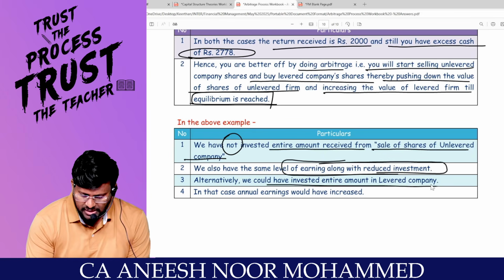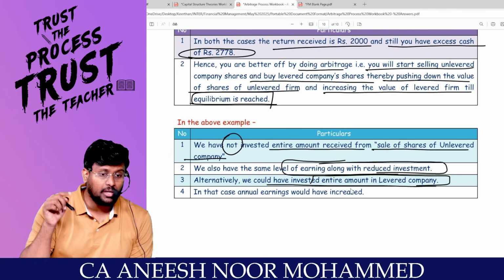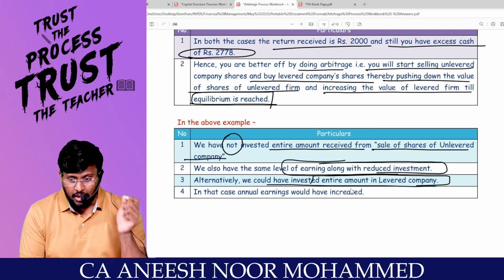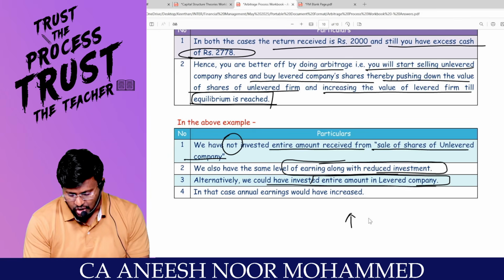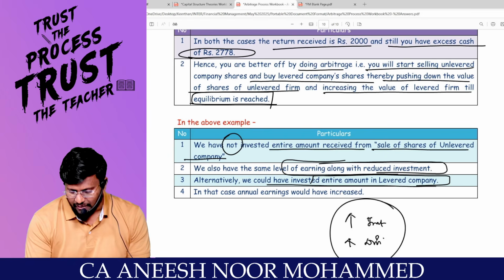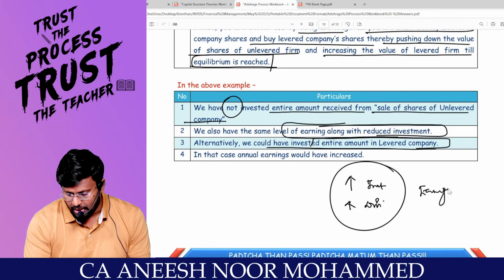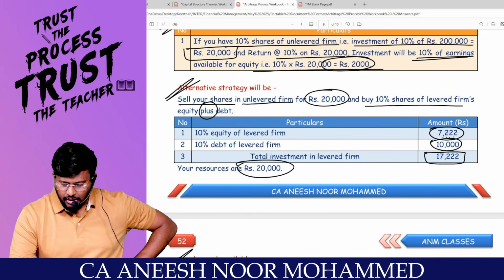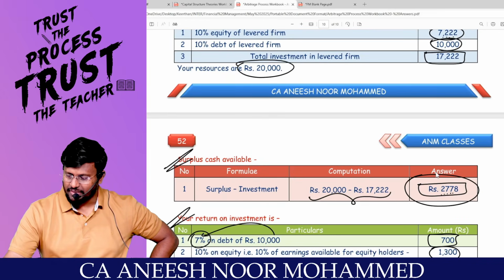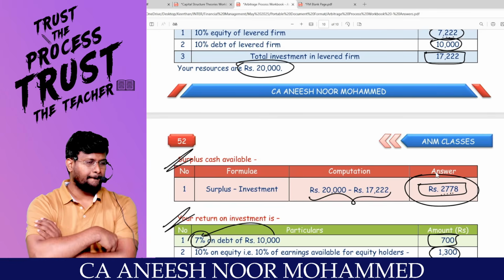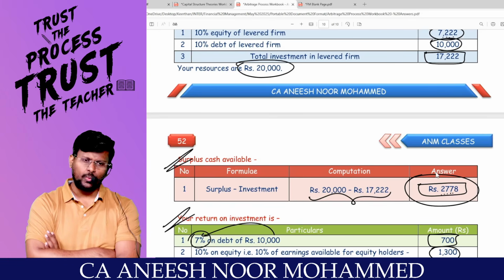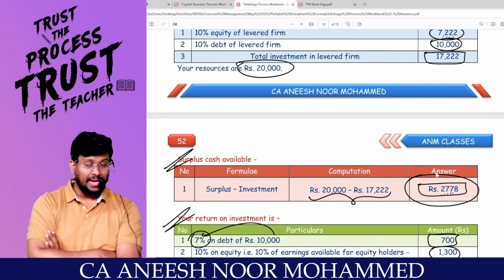Alternatively, we could have invested the entire amount in which company? If we have invested the entire amount in the levered company, we would have got extra interest and extra dividend, and our earnings would have been increased. Comfortable? That means if you want, you can invest this extra 2,778 also. Where? In the levered company. Debt or equity? Both. A mix. In what mix? A debt-equity mix.